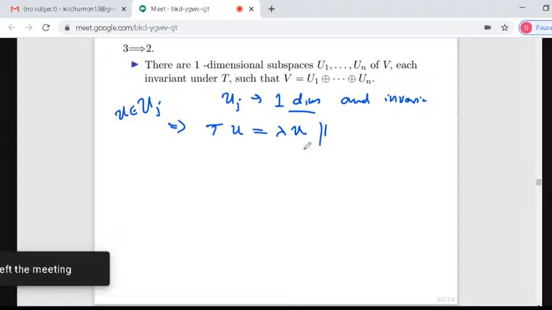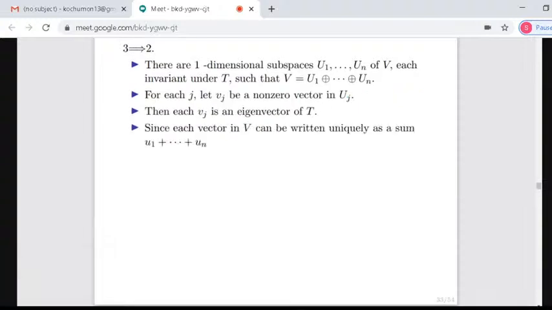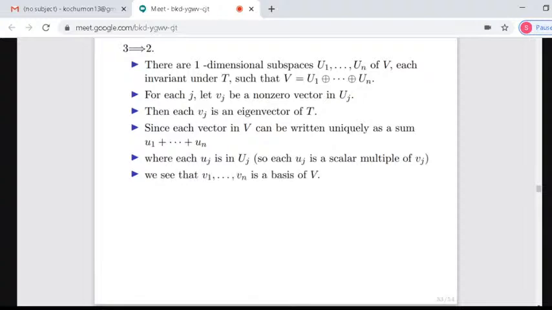Now, any element in Uj is an eigenvector. Therefore, we get that. And since it's a direct sum, we get it's a basis. So you can read it or you can see it later if you want. Okay.